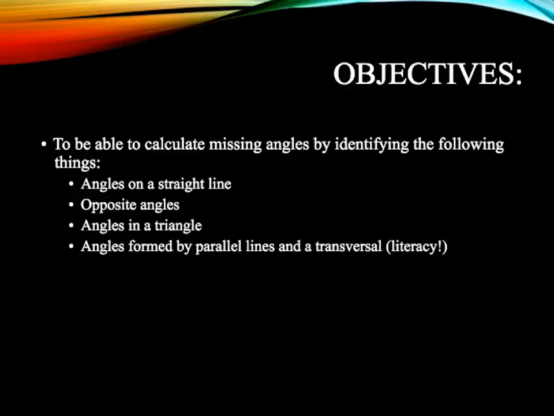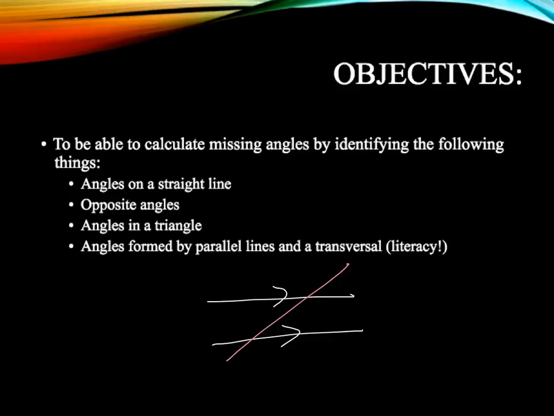And we're going to look at the following things: angles on a straight line, opposite angles, angles in triangles, and you might see some special triangles here as well, and angles formed by parallel lines, and another word, so this is a bit of literacy in this video, called a transversal. If these are your parallel lines here, denoted by the little arrows, that's something to look for, then the transversal is a line that crosses both of them, like this.